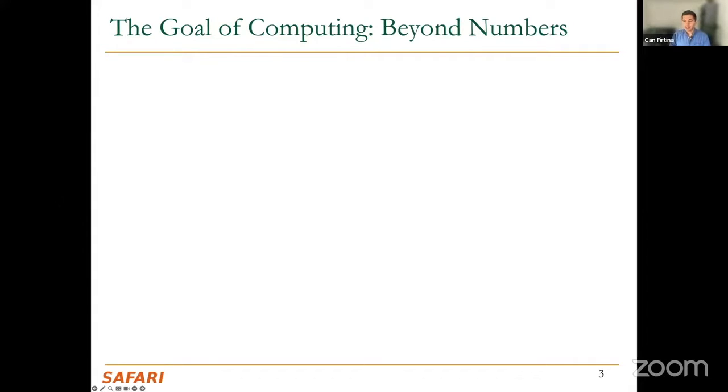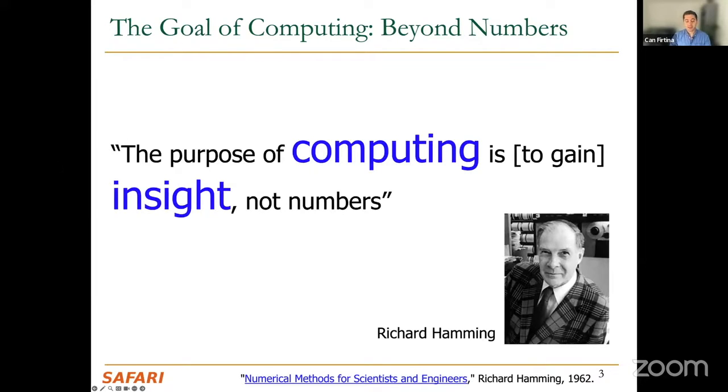Well, nowadays, I guess there are many reasons to do computation, especially for the popular cases, even entertainment is one reason to do computation. But I guess we should, for now, limit ourselves to scientific purposes. And if we think about those purposes, the purpose of computing, at least according to Richard Hamming, which I also agree with, is actually to gain insight, not numbers.